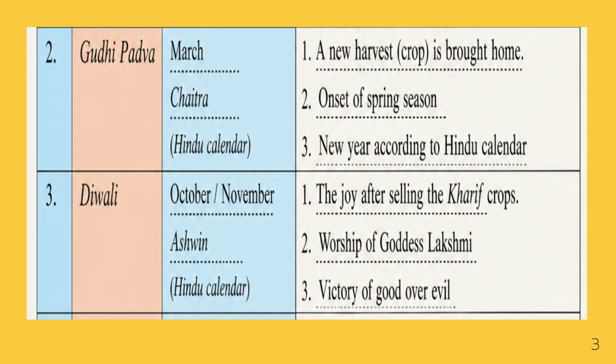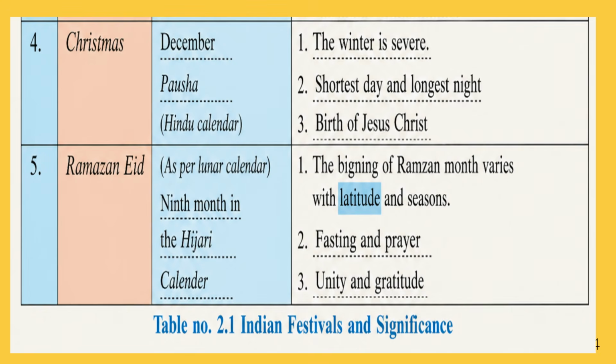Continuing with our table, we see Gudi Padva in March, marking the Hindu New Year and the start of spring. We also look at Diwali, observed in October or November, celebrating the harvest and victory of good over evil. Christmas in December is noted for severe winter and the year's shortest days. Additionally, we note that the beginning of the month for Ramazan Eid varies according to the lunar calendar, with observance tied to latitude and season.